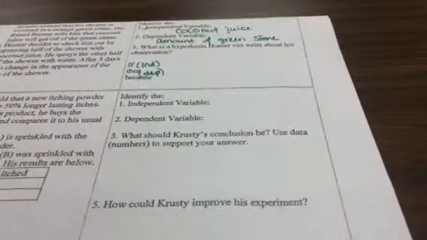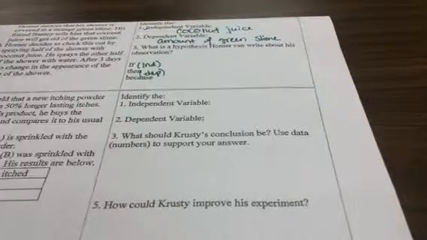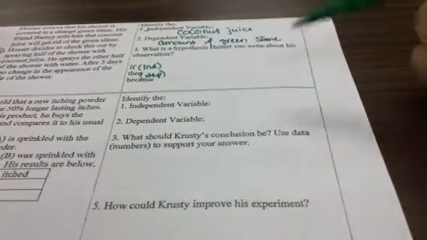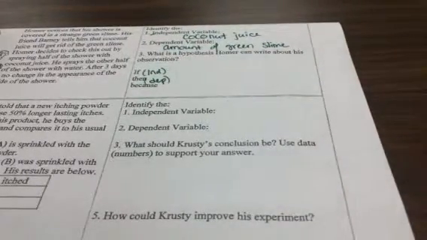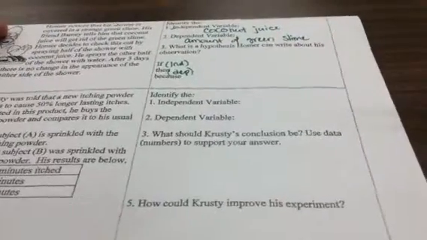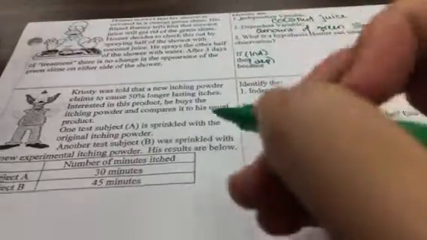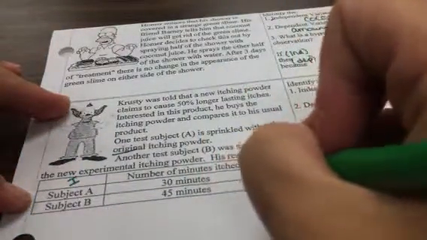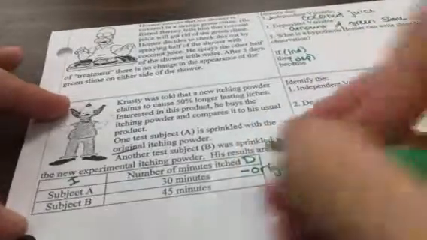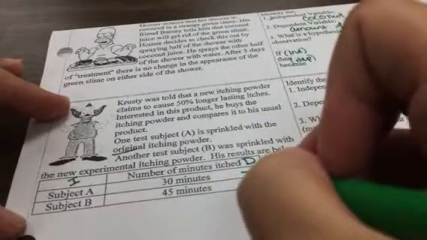So let's look at Krusty's itching powder. Krusty was told the new itching powder claims to cause 50% longer lasting itches. Interested in this product, he buys itching powder and compares it to his usual product. One test subject A is sprinkled with the original itching powder. Another test subject B is sprinkled with the new experimental itching powder. The results are in the table. So again, independent, dependent. Subject A is sprinkled with the original. So I might write that over here. Subject B is the new one.